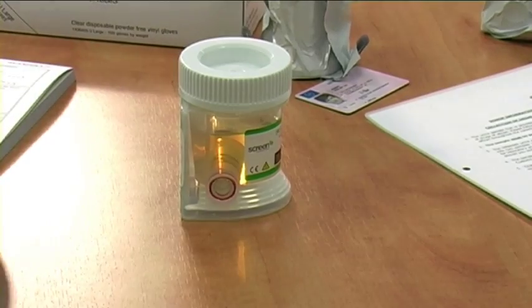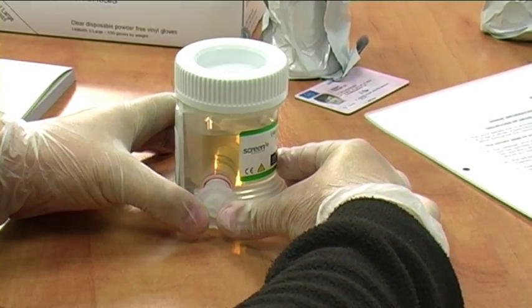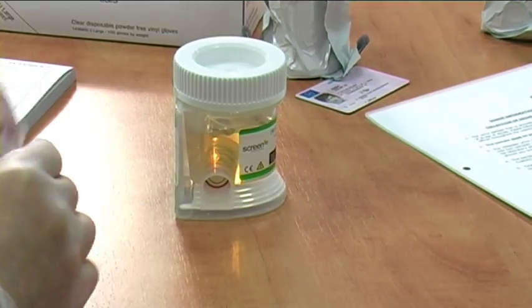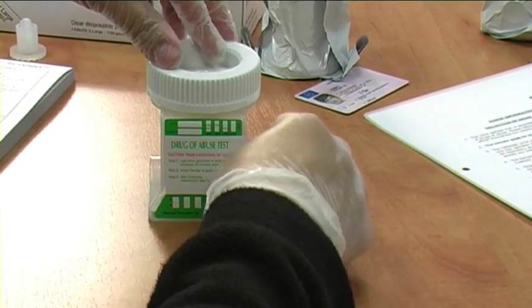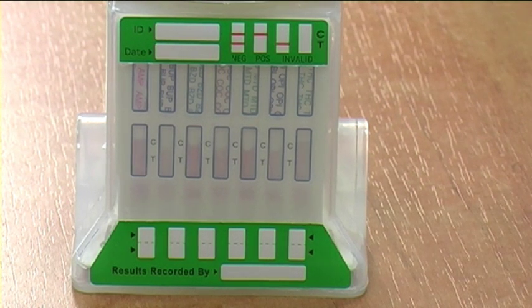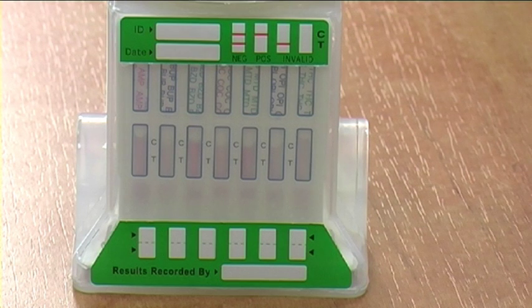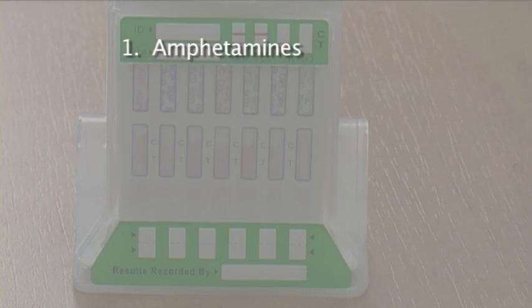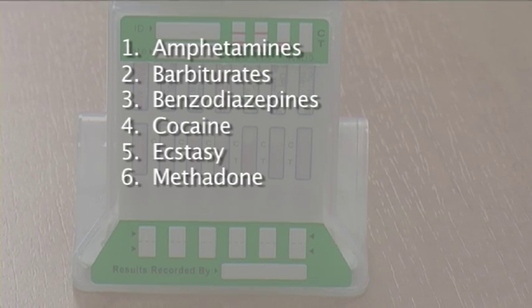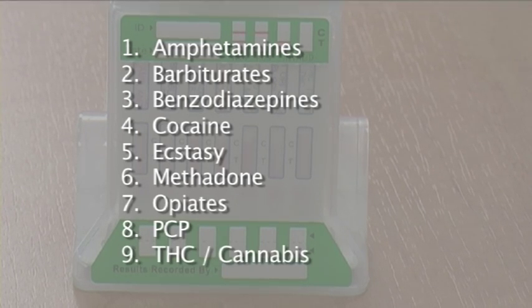Upon returning to the testing room, the technician will initiate the on-site screen by inserting the cup key into the cup mechanism. This will release 10 millilitres of urine into a well at the rear of the cup, sufficient to run the test. The urine tracks up the test via capillary action and is screened for the presence of drugs that can include amphetamines, barbiturates, benzodiazepines, cocaine, ecstasy, methadone, opiates, PCP, and THC or cannabis.